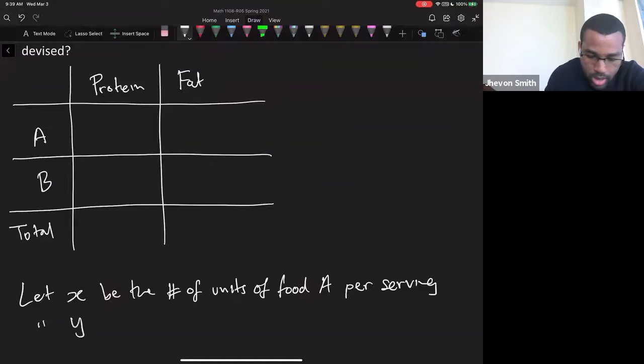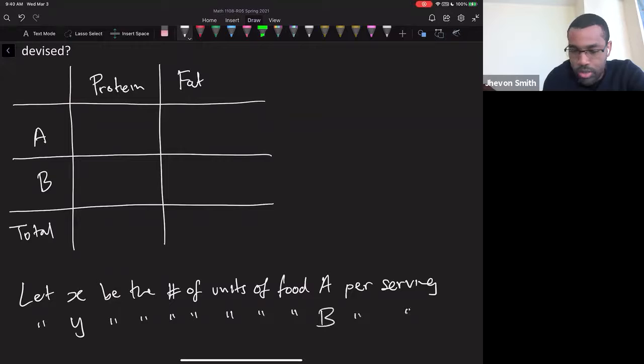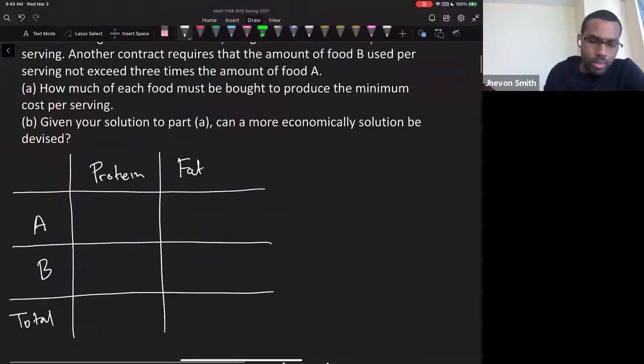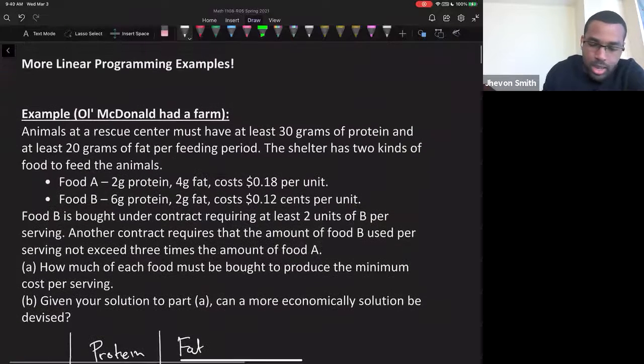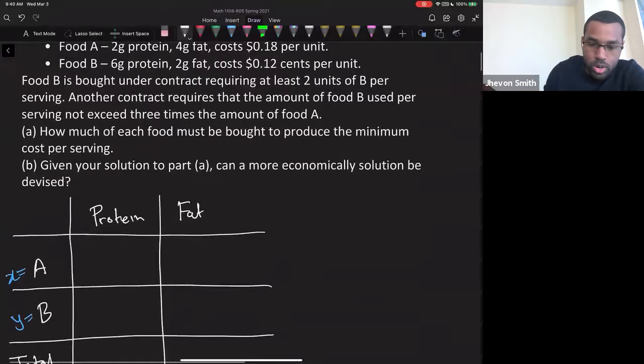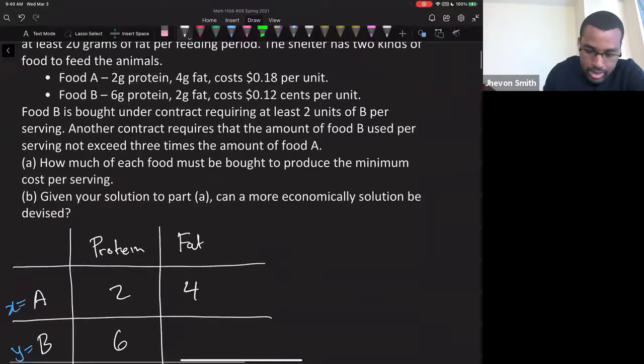Let Y be the number of units of food B per serving. This is the amount of X's that I have, and this is the amount of Y's that I have. Now, for A, it has 2 grams of protein, 4 grams of fat, so 2 and 4, and B has 6 and 2.